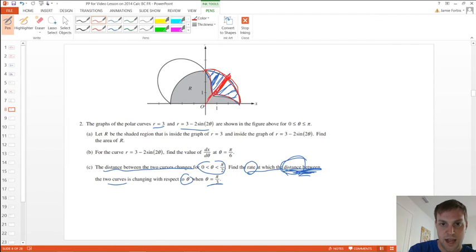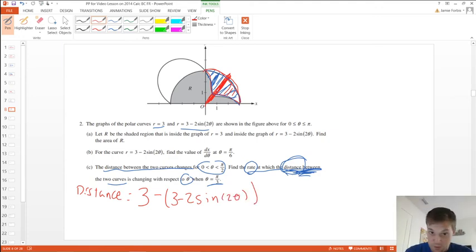Well, I'm just going to take this outer radius, subtract the smaller radius. That's how you figure out that distance. So the distance is simply going to be the outer function, 3, subtract the inner function, 3 minus 2 sine of 2 theta. That's going to tell me the distance between the two functions, the length of the radius, with respect to theta. If you simplify that, the 3's cancel, and it becomes 2 sine of 2 theta.